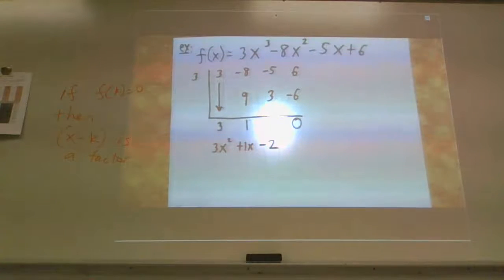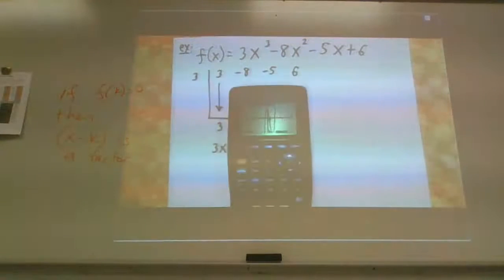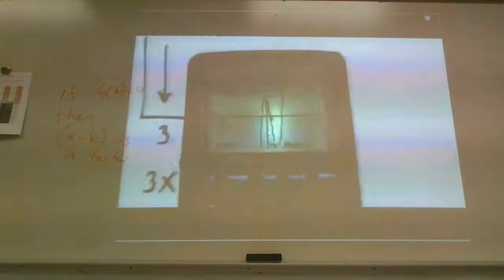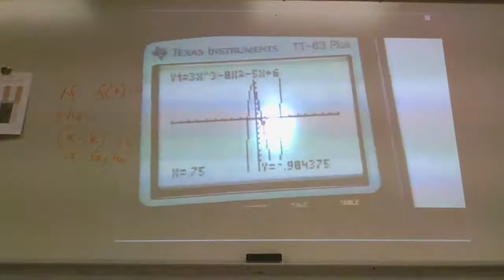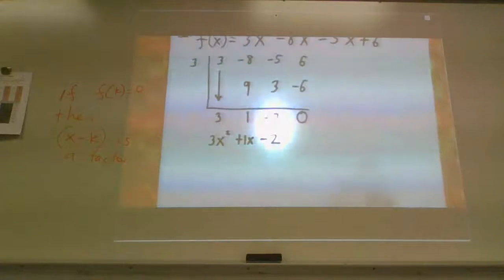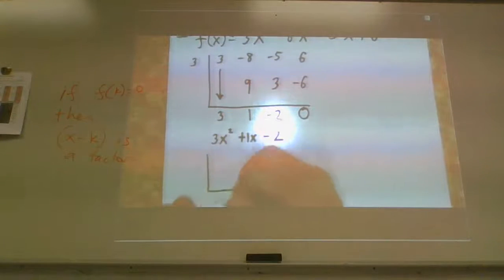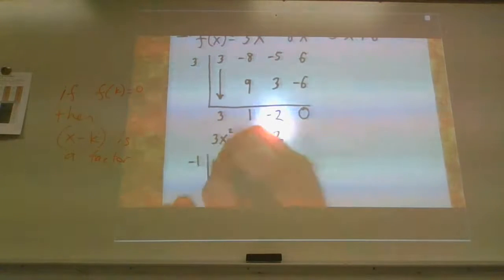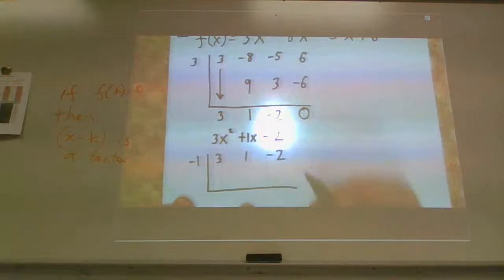What was the other 0 that we thought it was? We saw +3, but what was the other one? -1. And then the third one, we have no clue. But let's just see what happens. Let's try it with -1 then. 3, 1, -2.